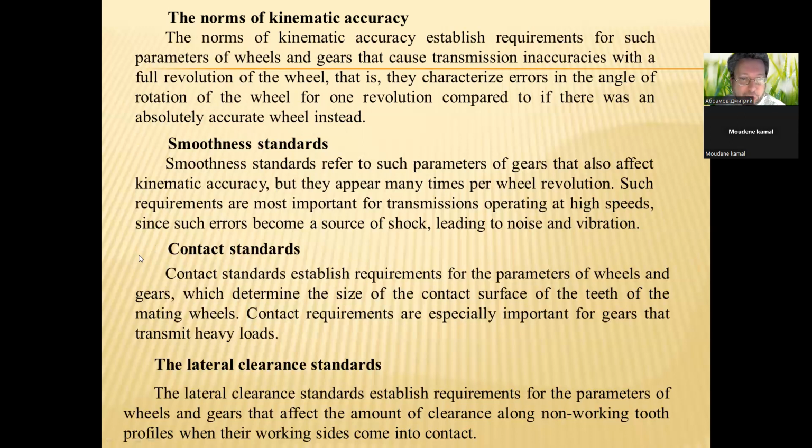The third group of standards is contact standards. Contact standards establish requirements for the parameters of wheels and gears, which determine the size of the contact surface of the teeth of the mating wheels. Contact requirements are especially important for gears that transmit heavy loads.